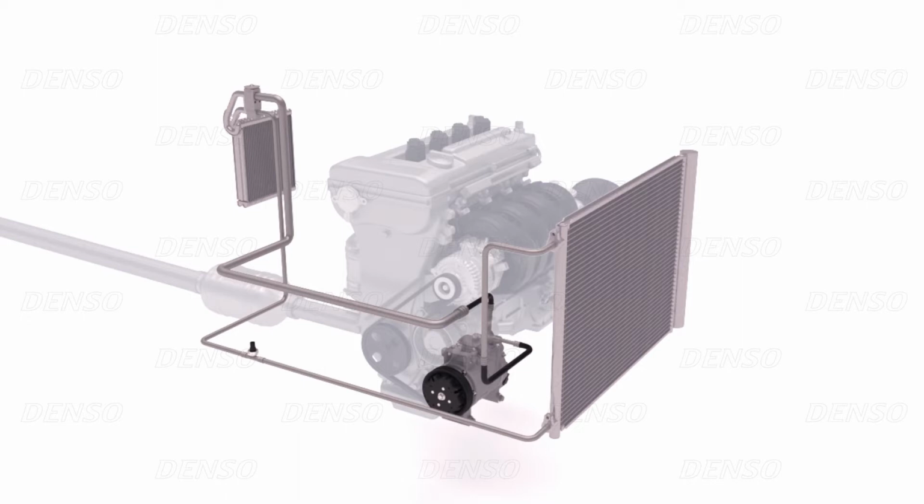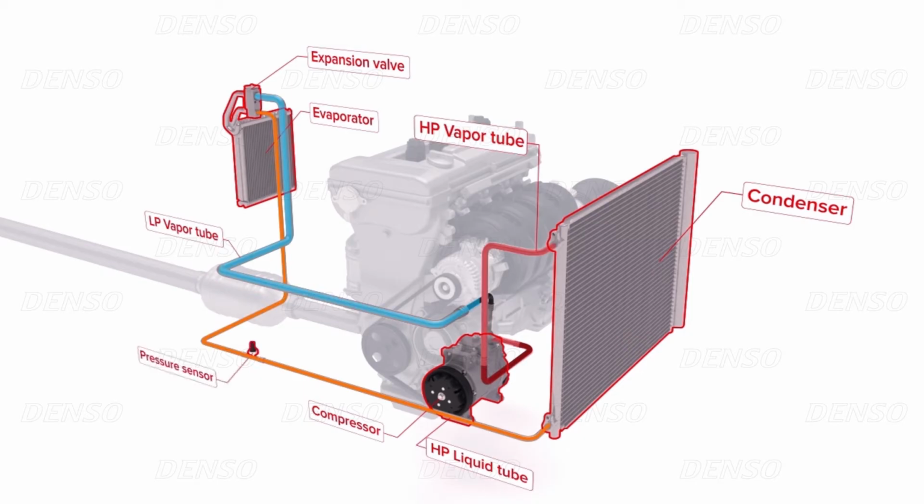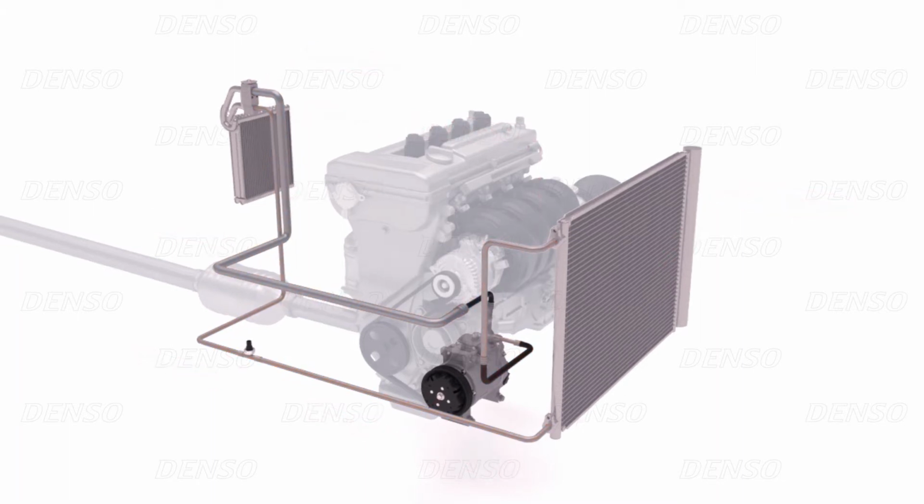The main components of an air-conditioned system are the compressor, the condenser, the expansion valve, and the evaporator. And the refrigerant used to absorb the heat in most air conditioning systems is known as R134A. But since January 2017, new car air conditioning systems must use R1234YF for environmental reasons.